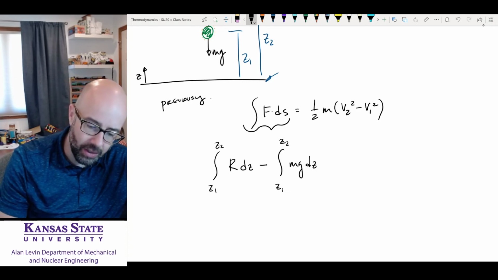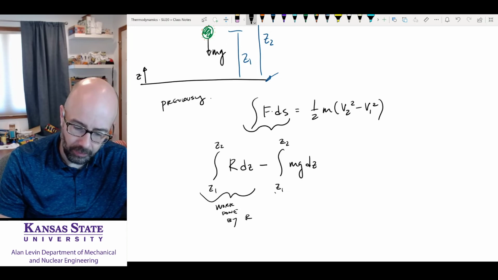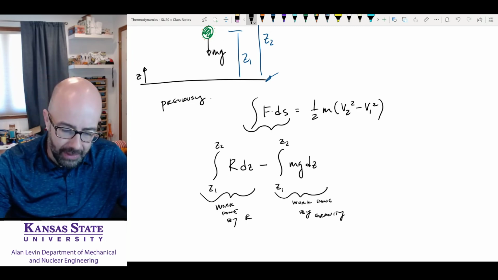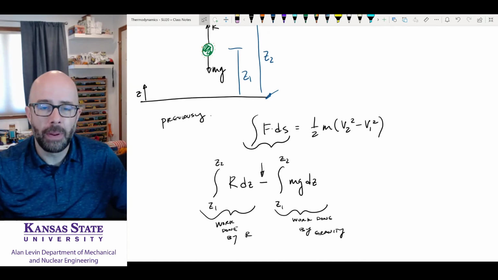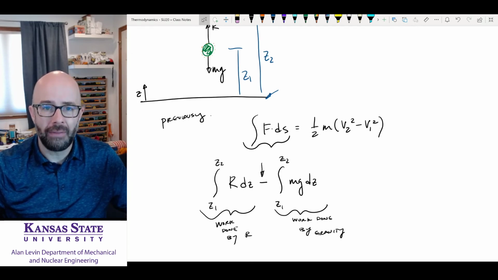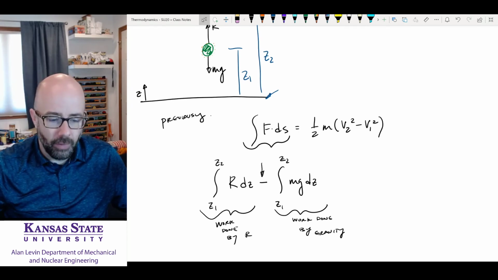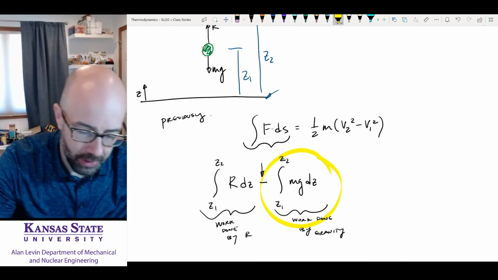So this here is going to be the work done by R, and this here is going to be the work done by gravity. There are two things we're going to work with there. Now notice I have a negative sign. Why do I have the negative sign? Well, because that R force is acting positively, up in my positive direction, and the gravity is acting negative, opposite of where I'm trying to go. So I only now want to work on this work due to gravity. That's what I want to analyze first.